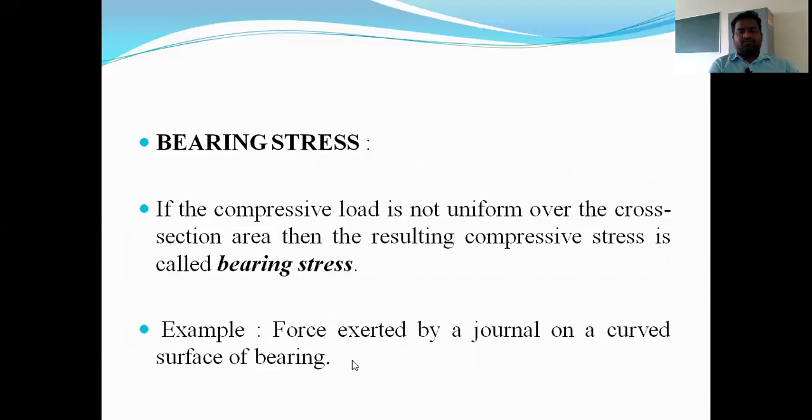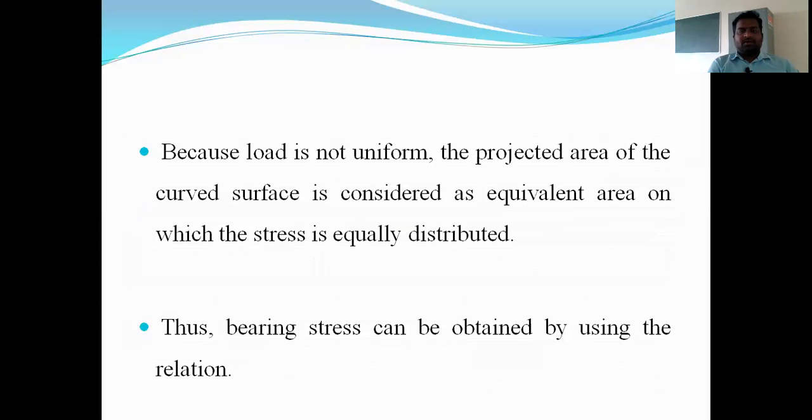For example, force exerted by a journal on a curved surface bearing. Because the load is not uniform, the projected area of the curved surface is considered as the equivalent area on which the stress is equally distributed.